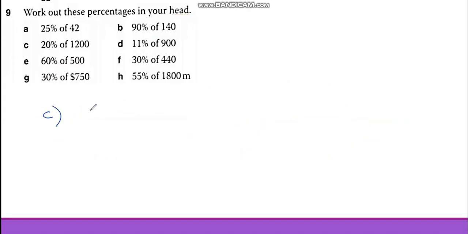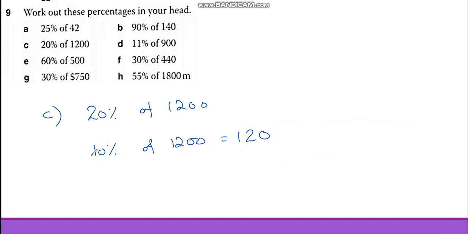Similarly, we can find 20% of 1200. Like in C part, it's 20% of 1200. So first we can find 10%. 10% is basically 1200 divided by 10. That will be 120. So if 10% is 120, then 20% is double of 10%. So we can just multiply by 2 to get 20% of 1200. That should be 240.